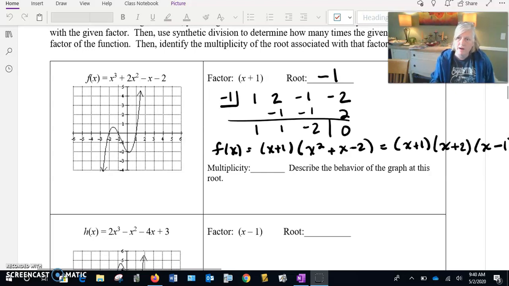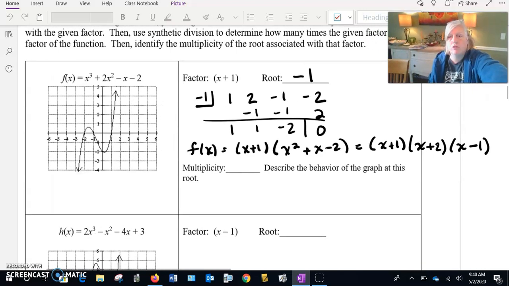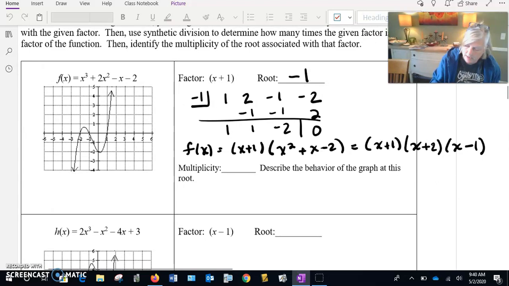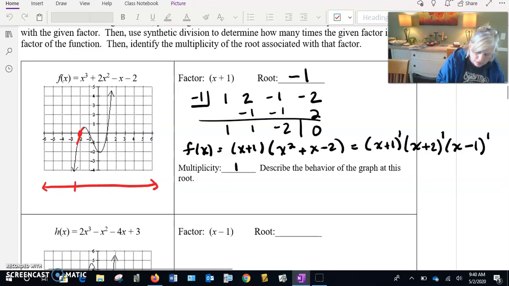And then from there, I definitely know that my multiplicity, because I only have the factor to the first power, is 1. And notice that, kind of what we said before, it crosses like a line. It has a single multiplicity. The sign changes. If I were to do a sign chart corresponding to this graph for f of x, your critical points would be at -2, -1, and 1.